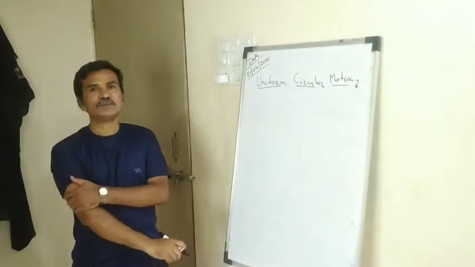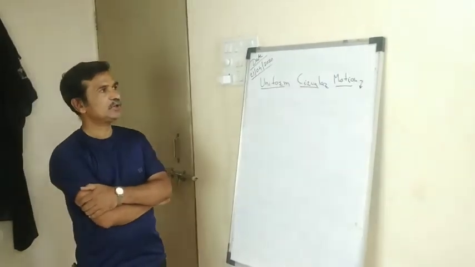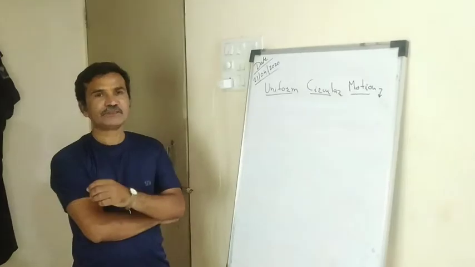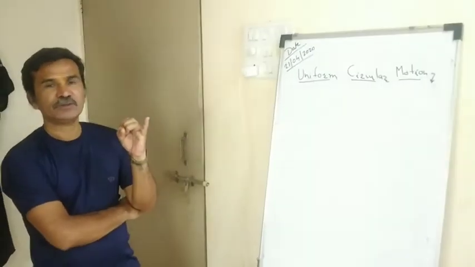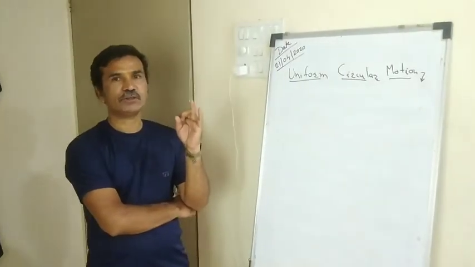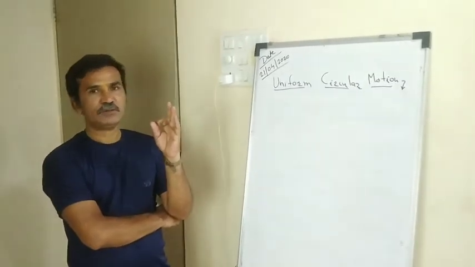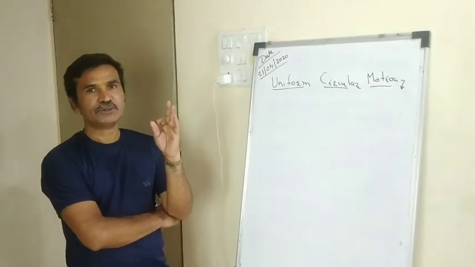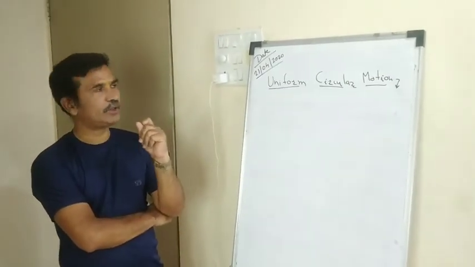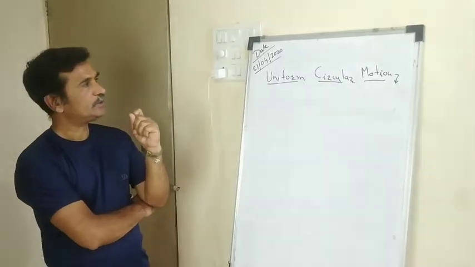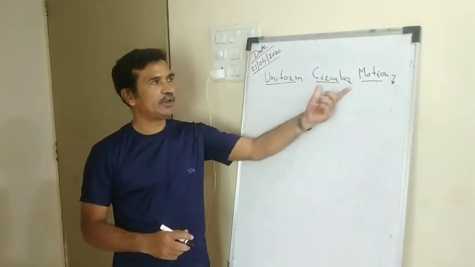Last time we have seen 3 points of this chapter, rotational dynamics. We have seen the concept of dynamics, we have seen the concept of circular motion, and we have seen the characteristics of circular motion. Let us go further. Next point of this chapter, the concept of uniform circular motion.